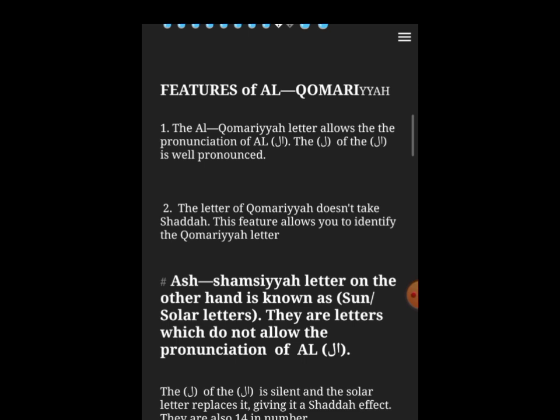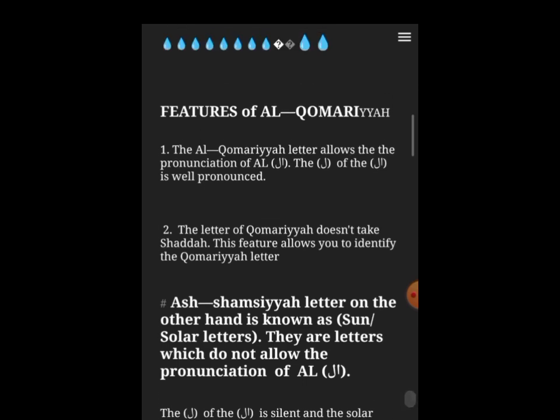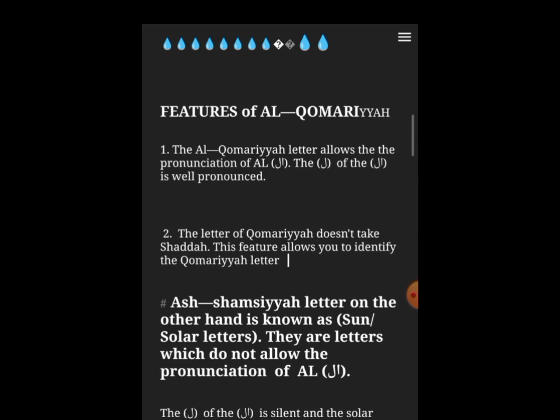However, before I talk about the Shamsiyya, Al-Qamariyya letters do not take shadda. I believe you know what shadda is. What is a shadda? Let me show you. Shadda is like a small W. Here we have it. It's like a small W, as you can see over there.